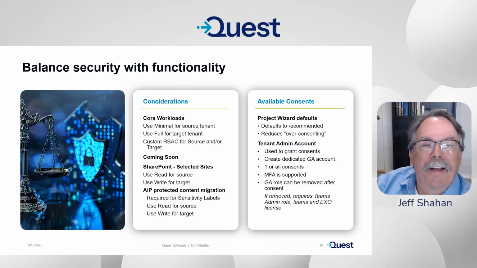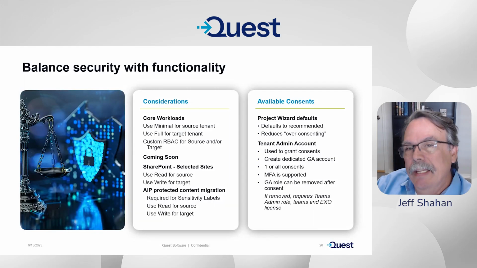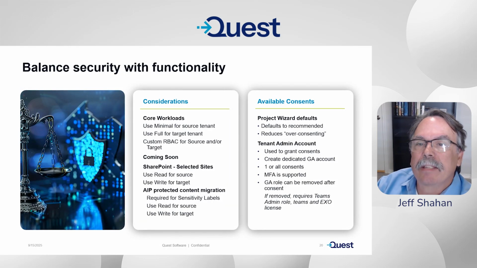AIP protected content, we can migrate this, the sensitivity labels today. That is an additional consent to be able to do that. Again, you'll want to use the read consent for the source and the write consent for the target.